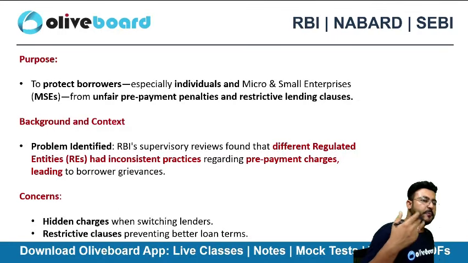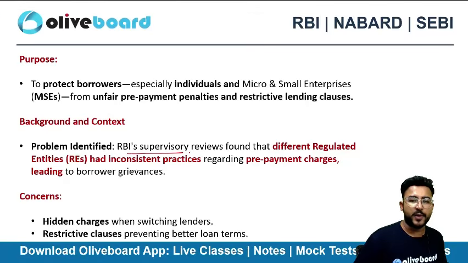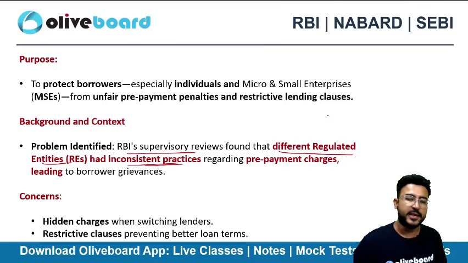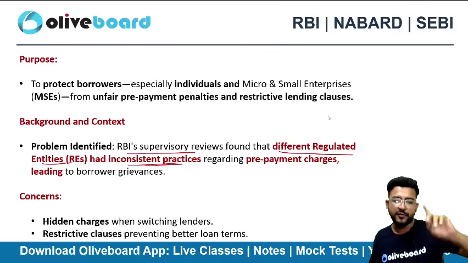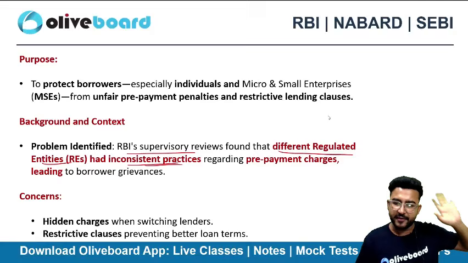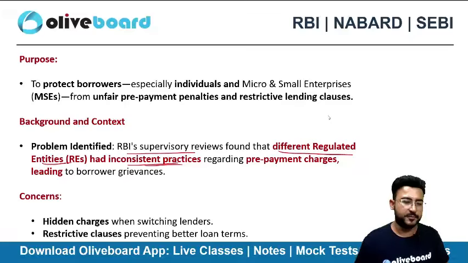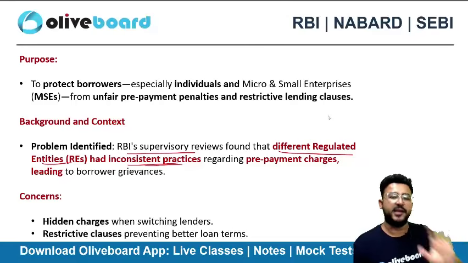So what is the background basically? The problem identified was that the RBI supervisory review found that different regulated entities have inconsistent practice. Let's suppose I have taken 5 loans from HDFC Bank, Axis Bank, PNB, BOB, and SBI. All the loans are of 1 crore. Now I've taken that loan for 5 years, but I'm prepaying it right now.